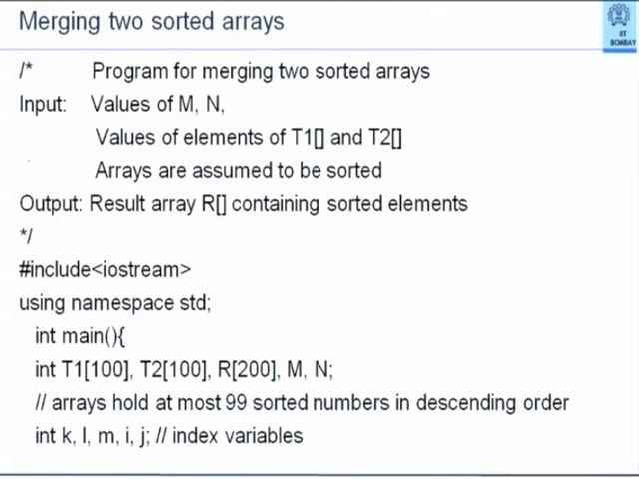Here is the program for merging two arrays. Notice a little bit of detailed commenting, which is considered very vital as the programs become larger. The program for merging two sorted arrays says the input is values of M and N, which is the number of elements, and then values of elements of T1 and T2. Arrays are assumed to be sorted. Output is the result array R containing sorted elements. One vital piece of information is missing here. You would like to write that they are assumed to be sorted in descending order.